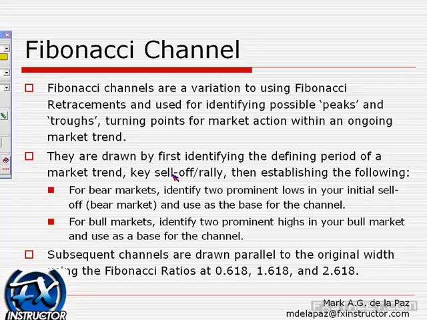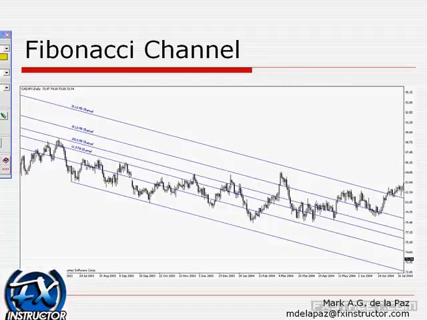If you have a bear market, you look for two prominent lows as the reference point for your channel. In a bull market, you look for two prominent highs and use them as the reference for your channel. How does that work? Here's how a Fib channel would look. Let's do it in a chart. I hope nobody minds. Let's use Swedish krona.